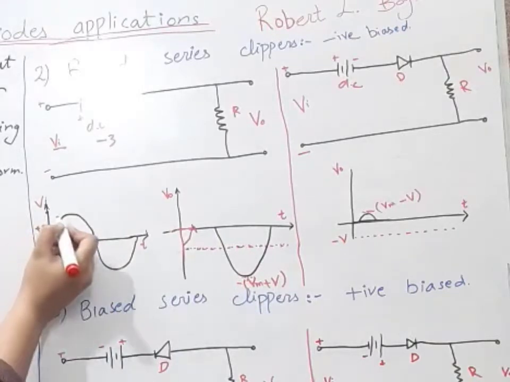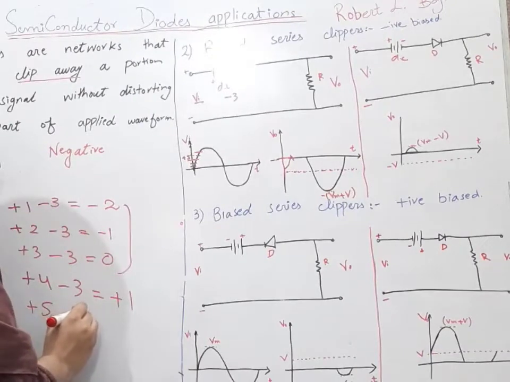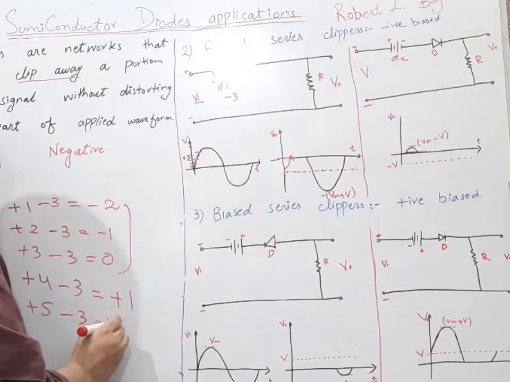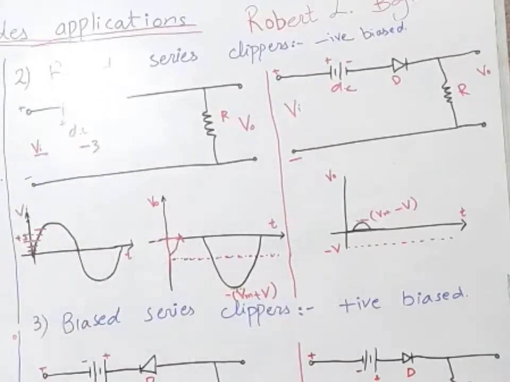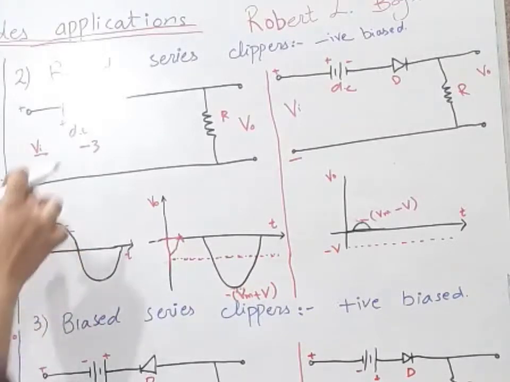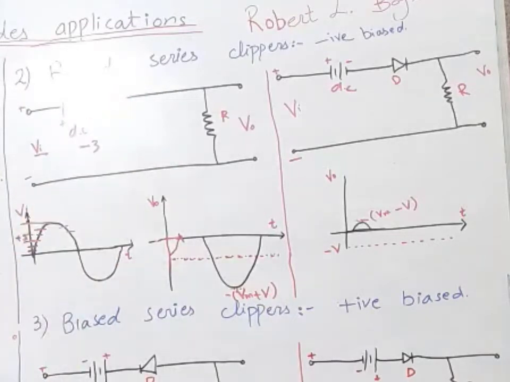For point +5, again our input waveform is winning and it will again act as open circuit. For point +6, again input waveform is winning and we will get open circuit. For again +5, +4, our input waveform will be winning and try to make this diode reverse biased and our diode will be open circuit here.